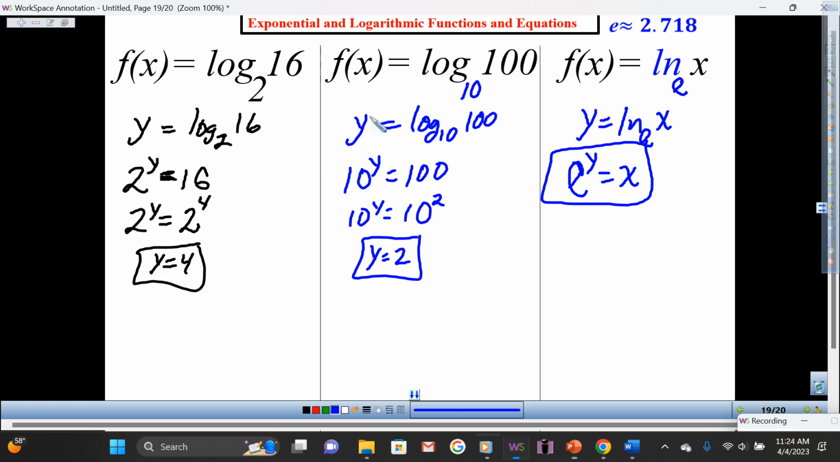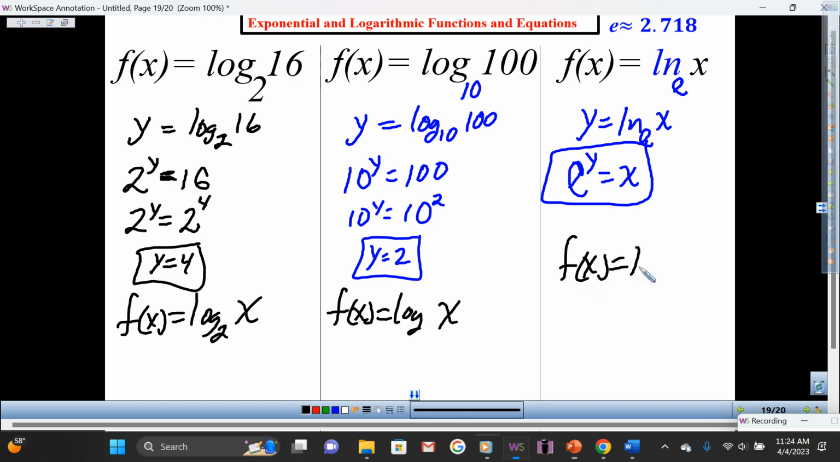All right, so if you notice, the process is the same. However, underneath here, let's write the parent function for this one. So we agree that the parent function for these kind is f of x equals log base 2 of x. That's the parent function. How about the parent function for this one? F of x equals log x. And of course, if it doesn't have a base, we know that when we get started with the work, we put a what? 10. And this one, the parent function is as is, ln x. That's the parent function. All right?